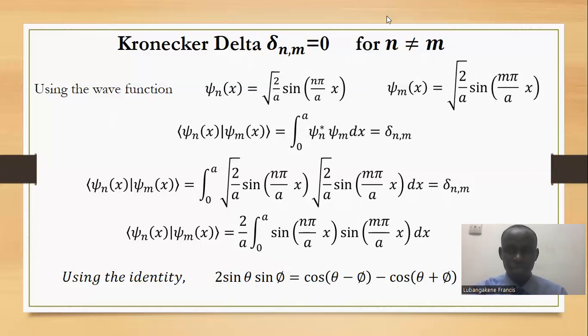Let me pick up a pen. If our angles in this case are theta and phi, then the difference, cos of the difference minus cos of the summation, this is just an identity we are all familiar with. Therefore, it is going to help us. Let us say our theta is the first angle, the angle of n, and our phi is the second angle, of m.